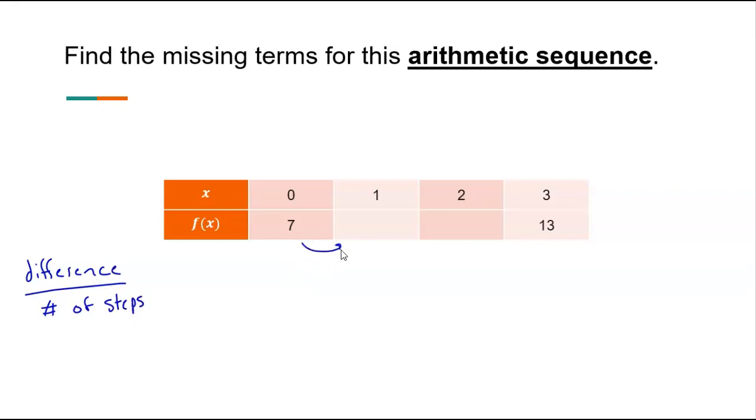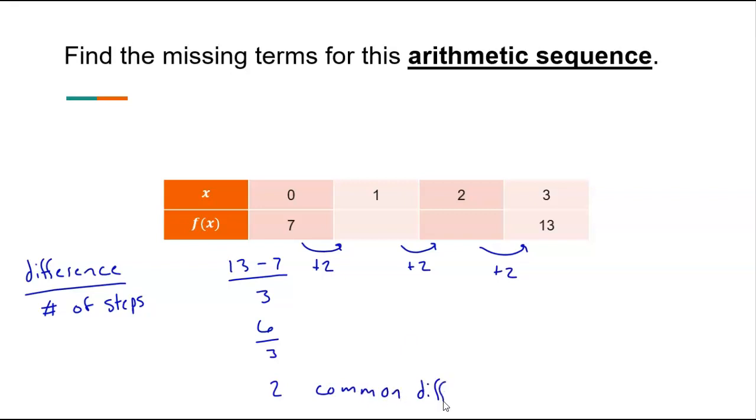So here we have 1, 2, 3 steps, and our difference is going to be 13 minus 7, so the difference between these two numbers, 13 and 7, over 3 steps. 13 minus 7 is 6 over 3, and that evaluates to 2. So our step here is going to be 2 each time, plus 2, plus 2, plus 2. We call that the common difference in an arithmetic sequence.